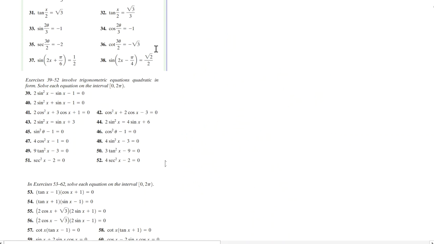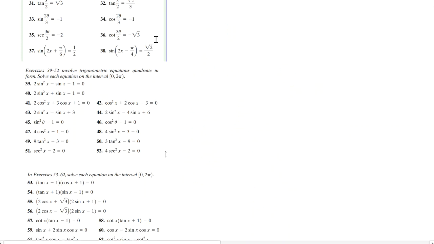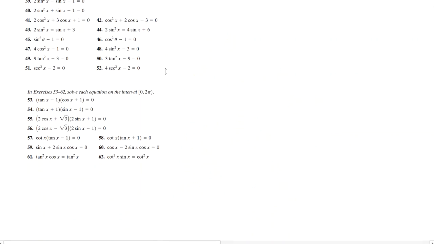The rest of the questions on this page are going to be questions that are already pre-factored for you, like these ones down here. All these ones are already pre-factored, and then you're just looking to solve over the interval that's given. There are a couple that you do need to factor, such as these ones down here, but finding a common factor similar to 57 and 58 will help you set up and solve these problems. There are some here where you don't necessarily have to factor, like this one's a trinomial.